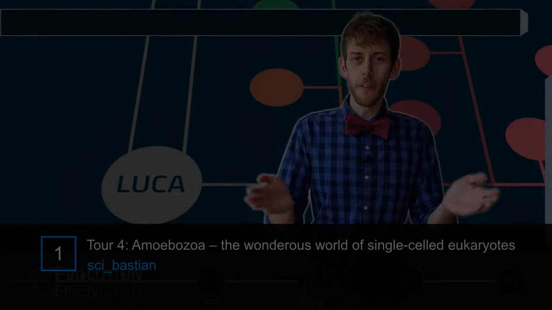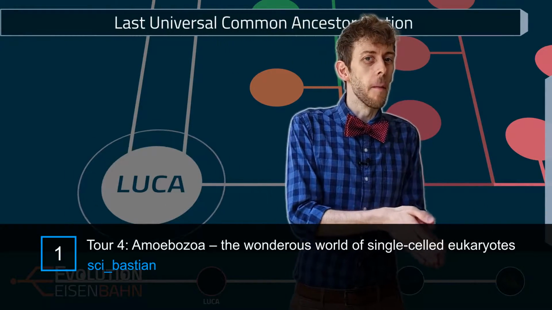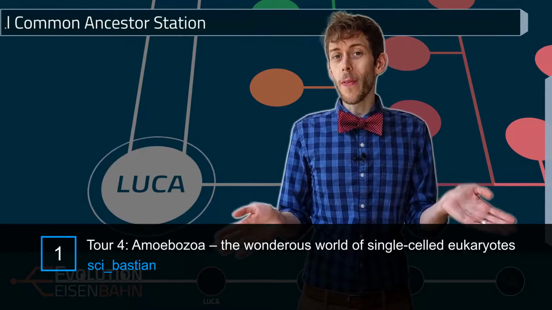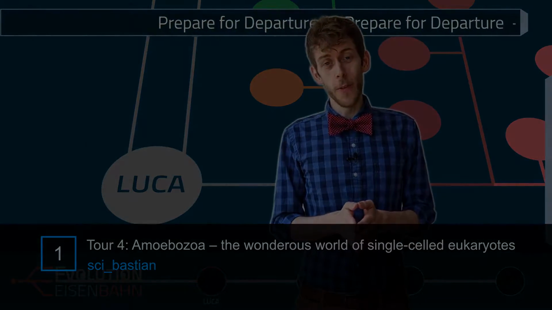Today we will travel to a group of single-celled eukaryotes. Its members mostly live in pond scum and leaf litter, so you might think that they're not very interesting or charismatic, but I promise you, you'll be amazed.